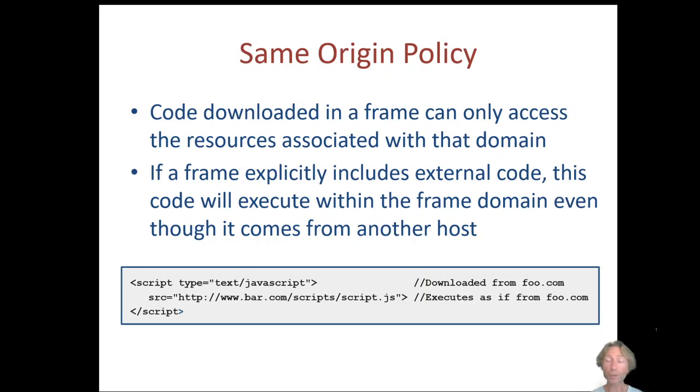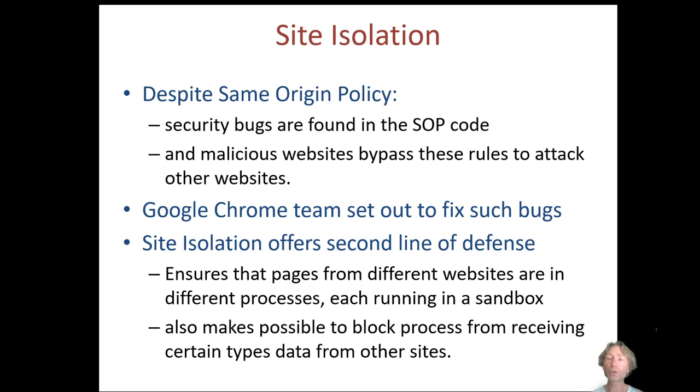Now, same origin policy greatly reduces the number of vulnerabilities that you have. So it really limits what your JavaScript can do, but it doesn't stop all the problems. In particular, we may have bugs in the same origin policy code. We may have bugs in the renderer process. The renderer process is a process that actually looks at the HTML and other things and puts it on a nice page, and it's associated with that particular page.